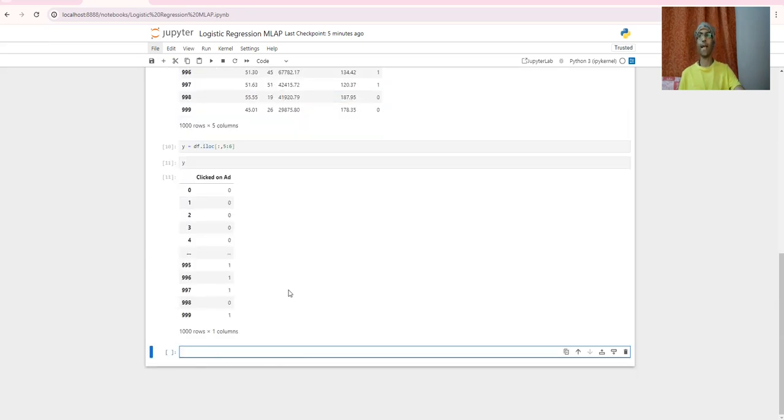Now friends, we have divided X and Y, but we do not have data separated for training and data separated for testing. So we need to do that. For that, we create a training data set and a testing data set, both for X and Y. And for that, we import something called train_test_split from sklearn.model_selection. Import train_test_split.